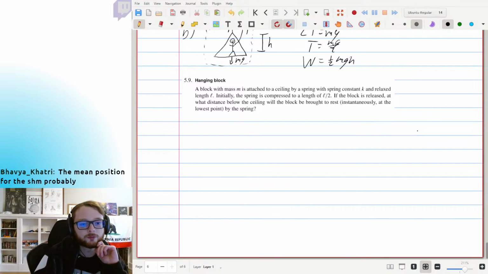The mean position, I don't think velocity is 0 at the mean position. I think it'll be at rest at the very bottom.